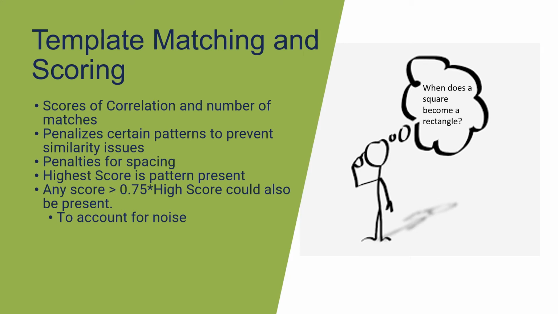Each template was scored to determine which was representative of the data set. The scoring was done based on the number of matches and correlation scores, with each correlation being worth twice the level below it in 0.1 increments.